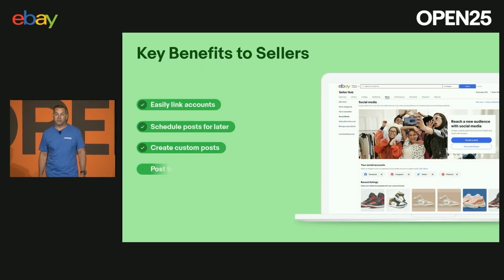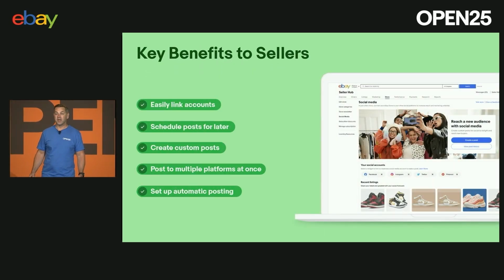Some of the key benefits to sellers: you can schedule the post for later if you have some key moment coming up. You can create custom posts. You can post to multiple platforms at once, speeding up your whole workflow. And once again, you can optionally automatically post to social when you list an item.